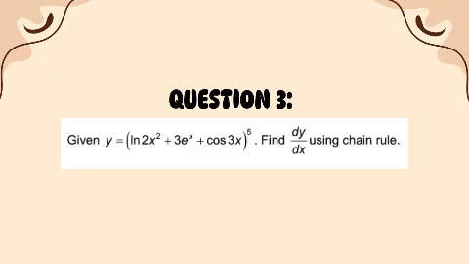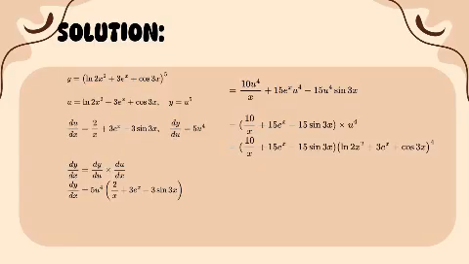Here the question 3. Given y equals ln(2x squared plus 3) exponent to the power of x plus cos 3x, all to the power of 5. Find dy/dx using the chain rule. Here is the solution of question 3. First, we declare that u equals ln(2x squared plus 3) exponent to the power of x plus cos 3x. And second, we declare y equals u to the power of 5.